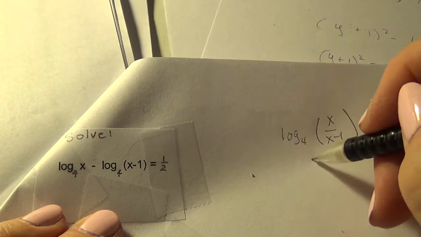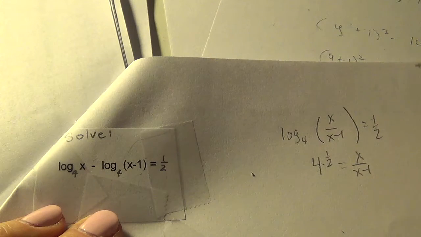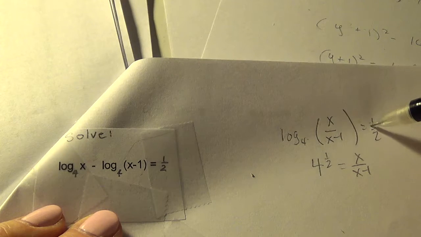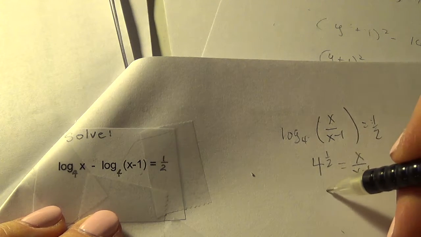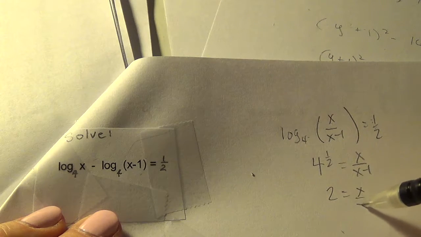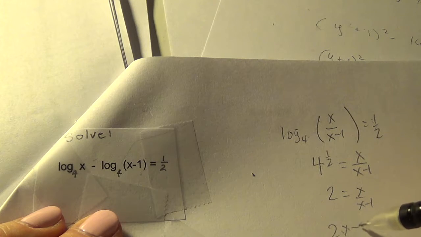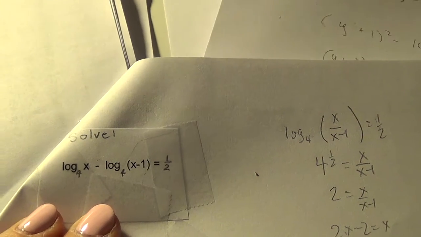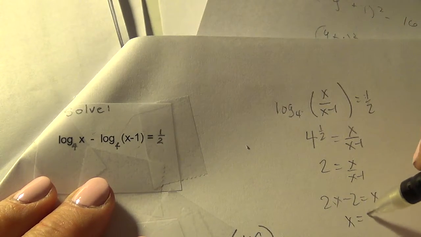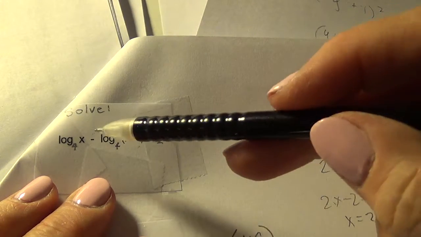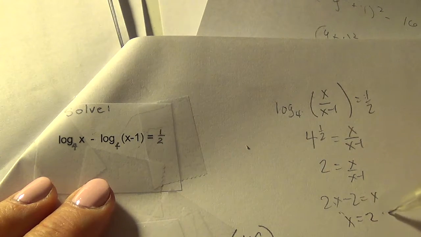4 to the 1/2 equals x over x minus 1. So this number raised to this equals that. And 4 to the 1/2 is the square root of 4. Multiply both sides by x minus 1. Move the x to one side and the numbers to the other, and I get x equals 2. Check the arguments. 2 minus 1, that's positive, so we can accept it.